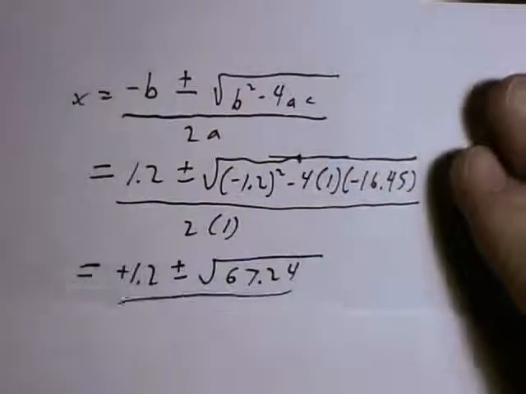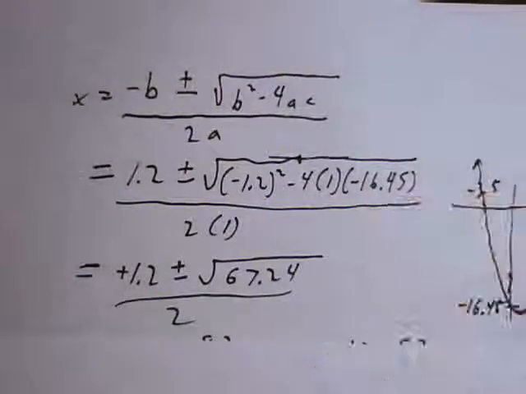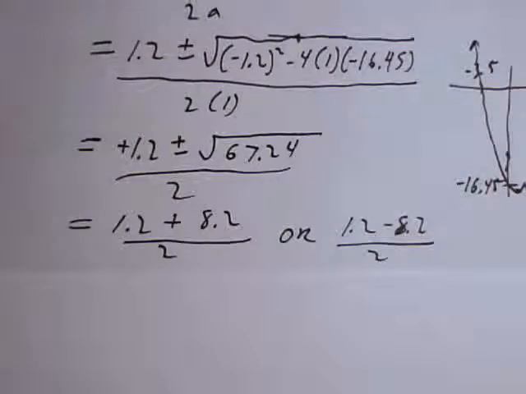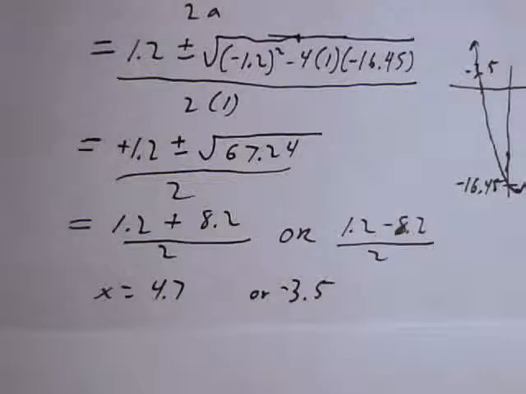As I work that out, I get to this point where I've got 1.2 plus or minus the square root of 67.24, over 2. And if I carry that through, now I'm going to break that out into the plus or minuses. So I've got 1.2 plus 8.2 divided by 2, where 8.2 is the square root of 67.24, or I've got 1.2 minus 8.2 over 2. And that works out to give me two values: x equals 4.7 or x equals negative 3.5.